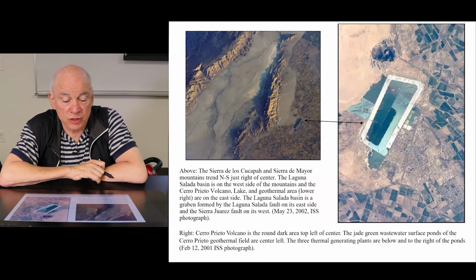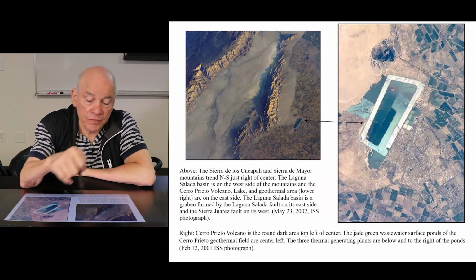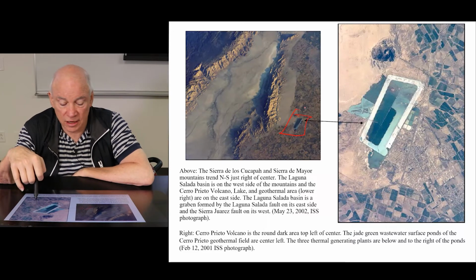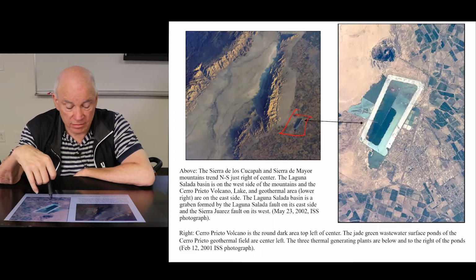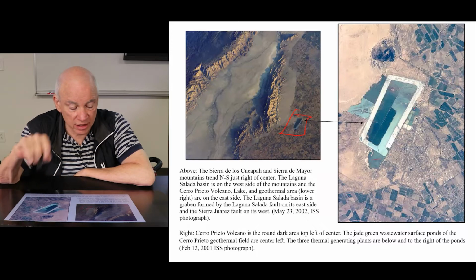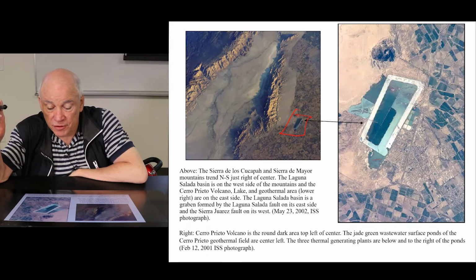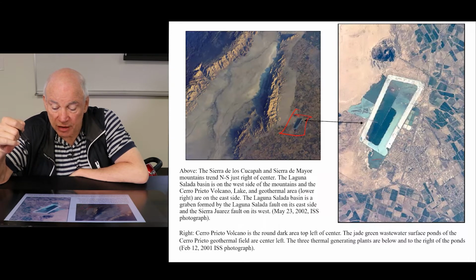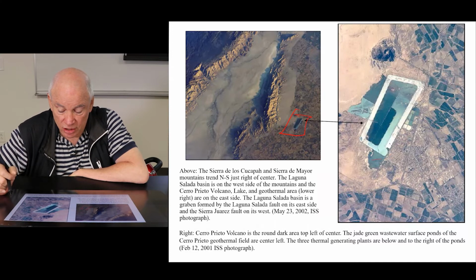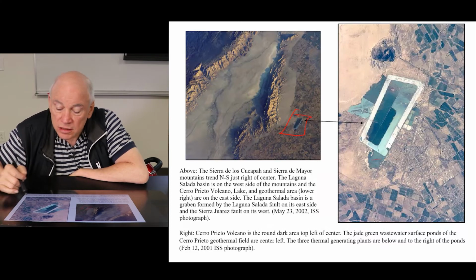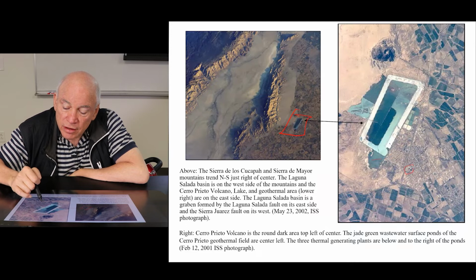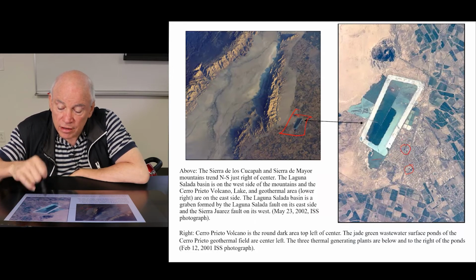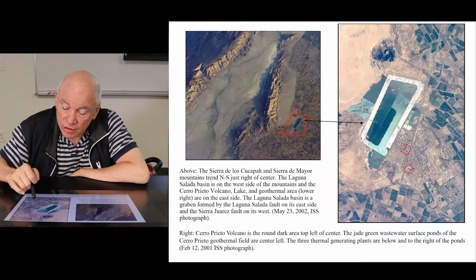This is a view from space. And here you can see this. This is sort of a cooling pond related to the geothermal field. And the 3 thermal generating plants are below and to the right of these ponds. Maybe right there. Another one there. Oh, maybe that's the 3rd one.